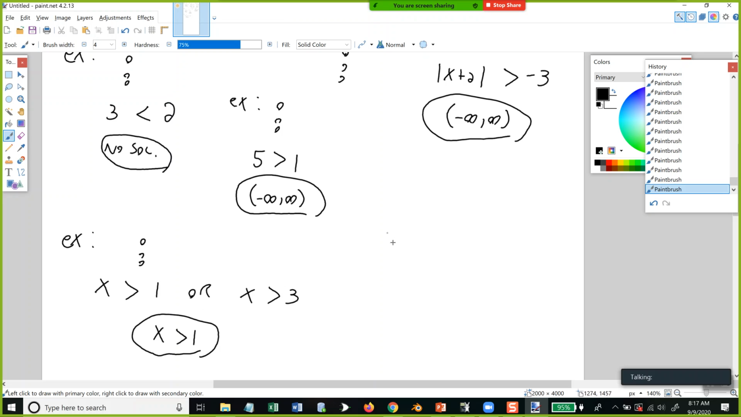Well, if you look at the graph of these, x is greater than 1 would look like that right there. X is greater than 3 would look like that right there. X is greater than 3 is included with this. So they'll drop the redundant part.